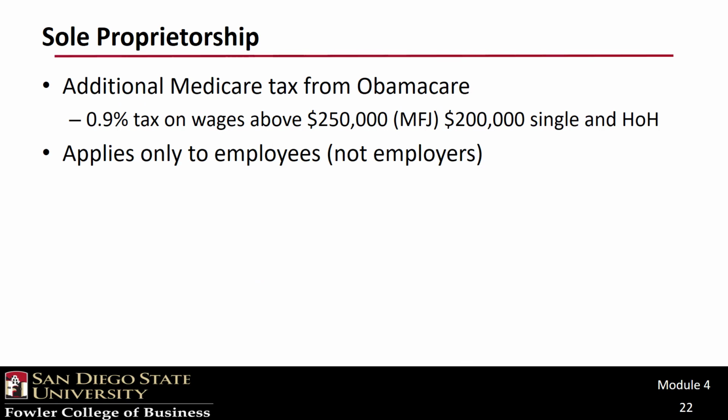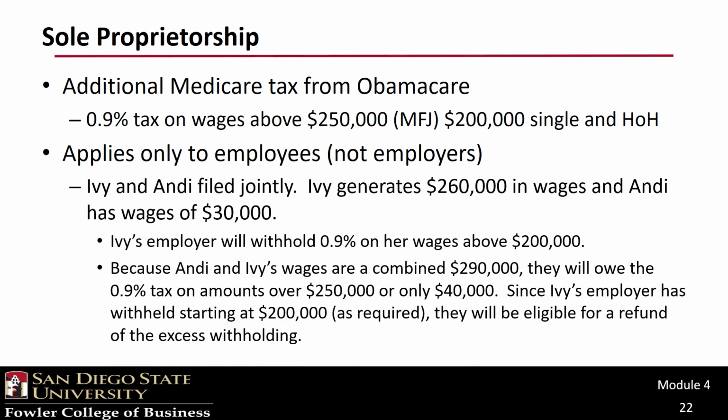Although almost repealed, the so-called Obama 0.9% Medicare tax on wages above $250,000 for married filing jointly or $200,000 for single and head of household, that still applies. This additional tax applies only to the employee half and not the employer. So if Ivy and Andy file jointly and Ivy's wages are $260,000, Ivy's employer will withhold on wages in excess of $200,000, even though the limit is $250,000 for married filing jointly. Withholding starts for all taxpayers at $200,000.